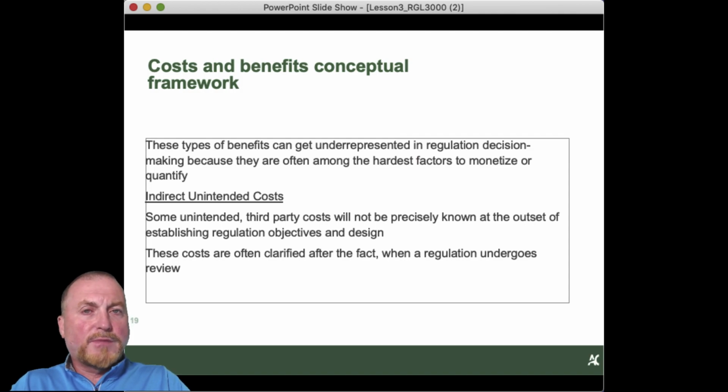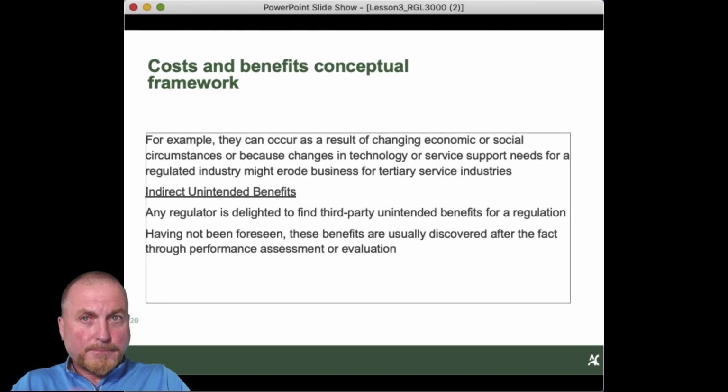Indirect unintended costs, and these can often occur because of miscalculations, or when a regulation is developed, time elapses before it is reviewed and circumstances change, society changes, and so on and so forth. So these indirect unintended costs are usually discovered at the regulatory review and evaluation stage, okay? And typically those are because of changing economic or social circumstances or changes in technology or service support needs within an industry and so on. It can get quite complicated as to how these unintended costs can emerge, okay?